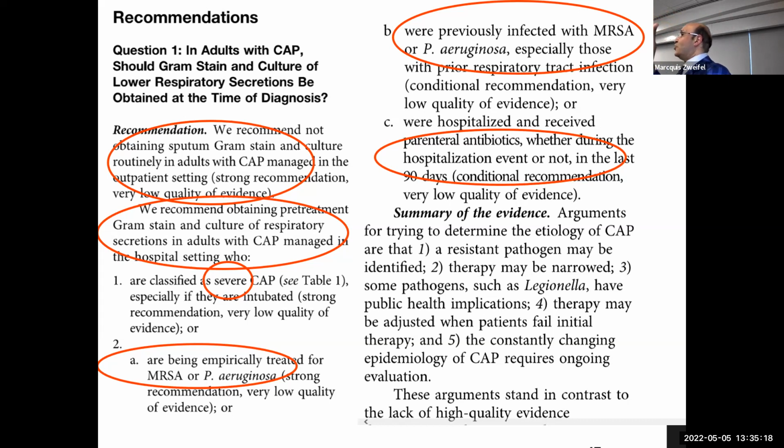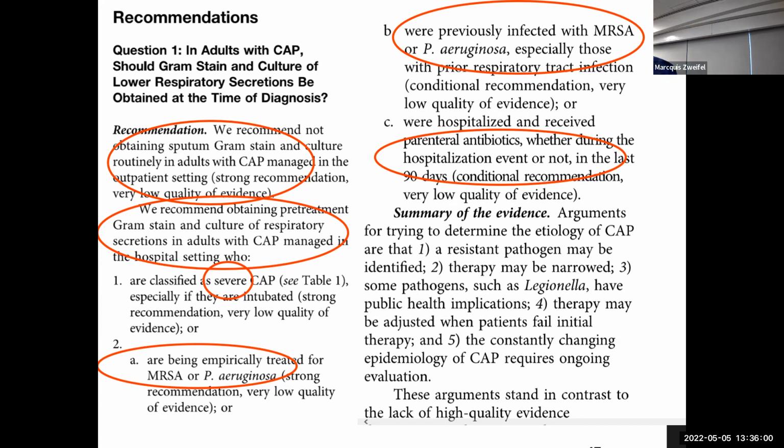Inpatient, they recommend to send it if you have severe pneumonia, if your patient has MRSA or Pseudomonas in the past, or if you are treating your patient to cover MRSA or Pseudomonas. Or if your patient got IV, not oral, antibiotic in the last 90 days. This used to be part of the HCAP. So now it is part of the pneumonia with high risk for MDR. Make sense? IV antibiotic, parenteral, in the last 90 days is a risk for MDR, for VAP, for HAP, for Pseudomonas, for MRSA.